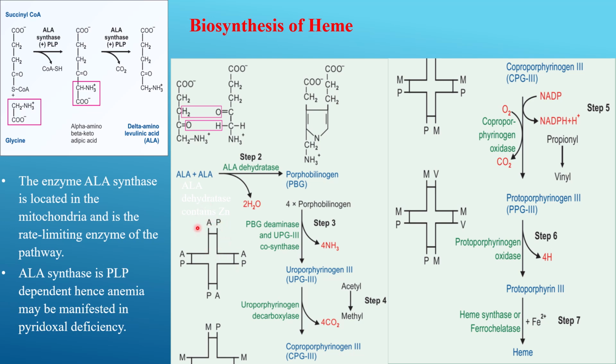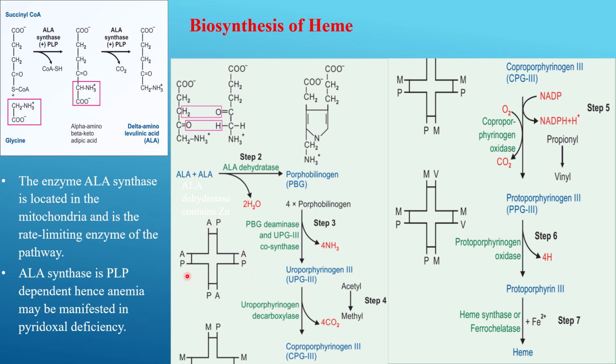These are the substituents: acetyl propionyl, acetyl propionyl, acetyl propionyl, and then propionyl acetyl. The sequence is changed. That's why, at the third step, 3 of them have the altered sequence: AP, AP, AP.